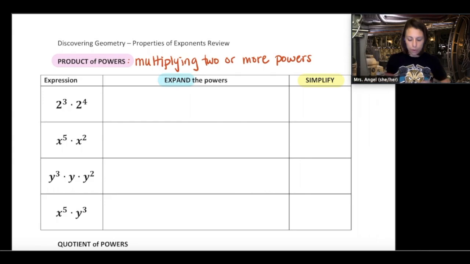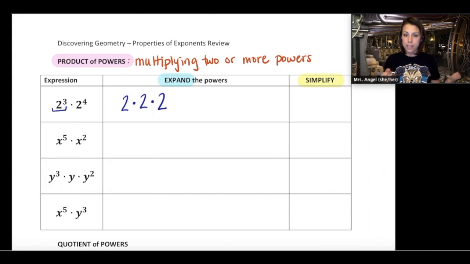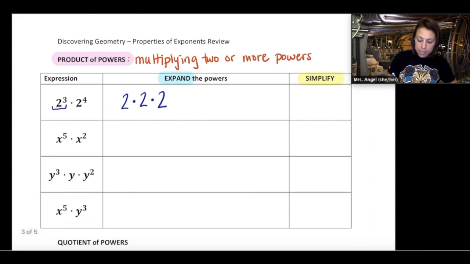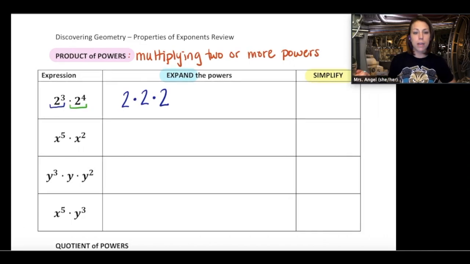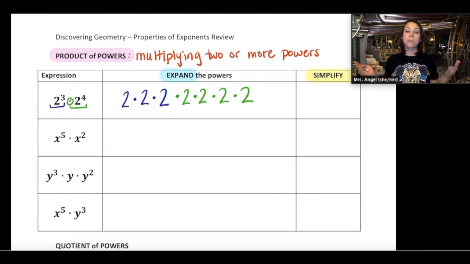So 2 to the power of 3. This is the first power in our product. We're going to start by expanding that. 2 to the power of 3 means 2 times 2 times 2, or in other words, 2 multiplied by itself 3 times. We're going to continue that multiplication by multiplying it by 2 to the power of 4. So notice how I'm continuing on that multiplication. I'm bringing this multiplication sign with me. Then I'm going to expand 2 to the power of 4, which is 2 times 2 times 2 times 2. That's called expanding. In other words, take the power and write it as a product.